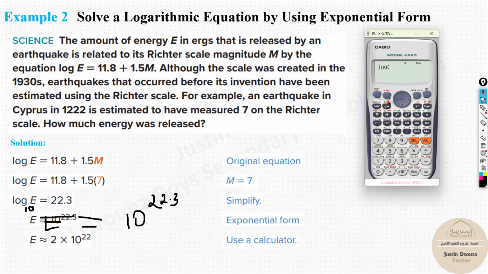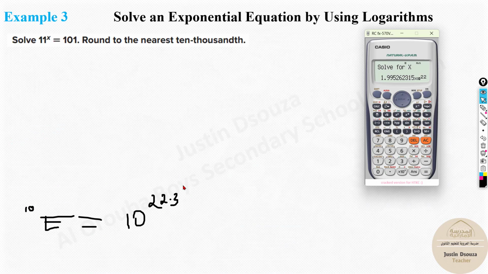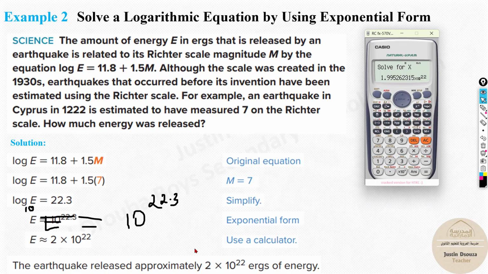Or else you can even try this. See, log of unknown value x equals 11.8 plus 1.5 times 7. Shift and solve will give you the answer. It'll take a long time, but the same answer. See, this is the answer. I hope this is clear. So the amount of energy released was approximately 2 into 10 to the power 22 ergs of energy.